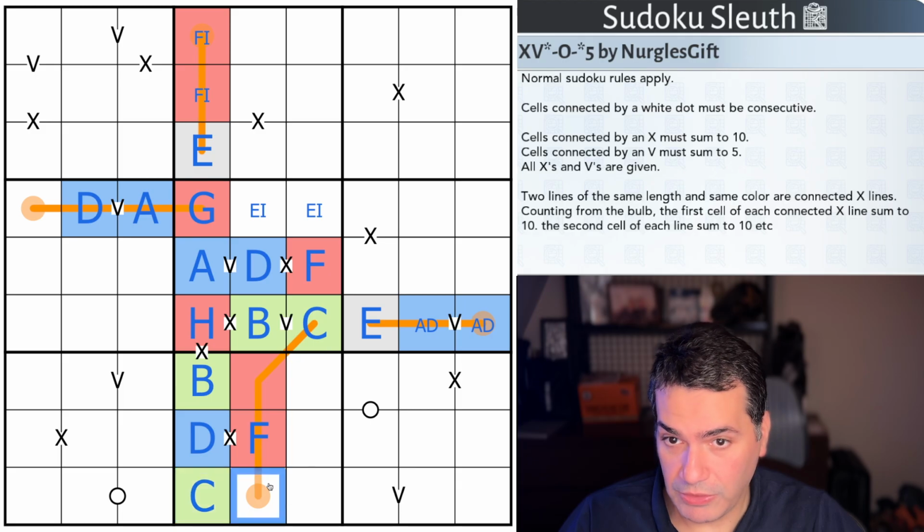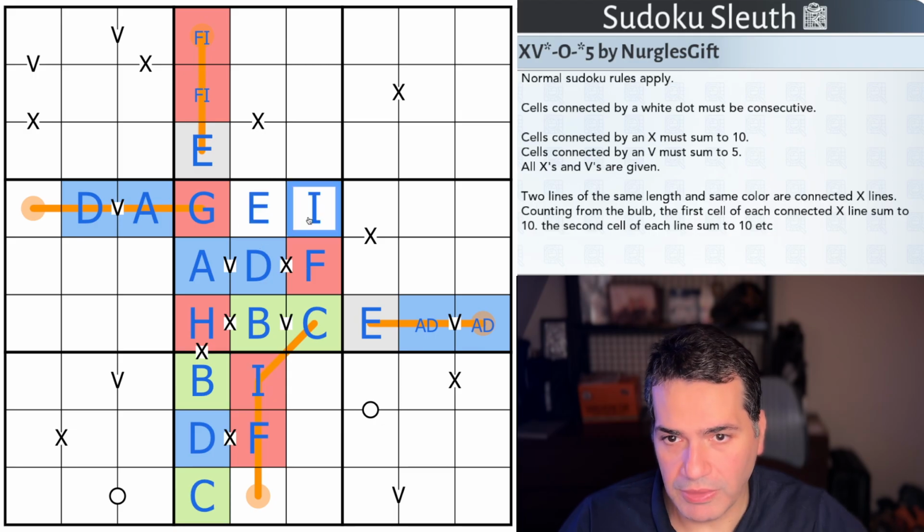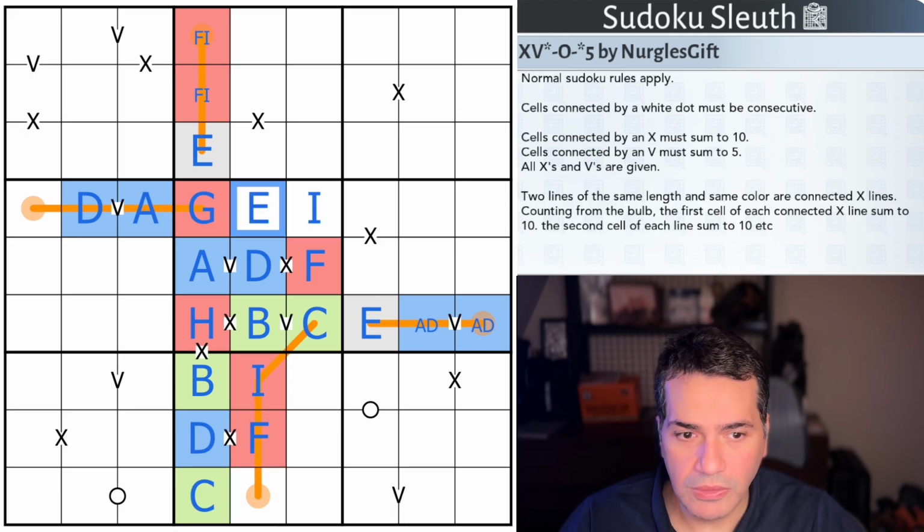And that actually means that this could still be an E. We'll have to figure out what it is in a second. Of course, this is I to go with that A. I in here gives me E and I, so never mind. It's not a 5 anymore.